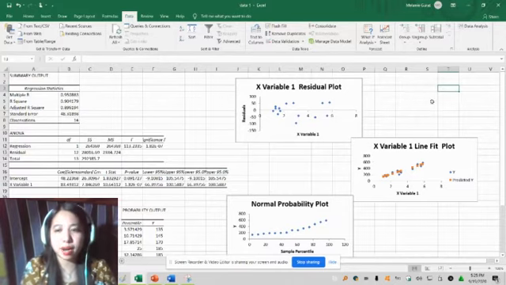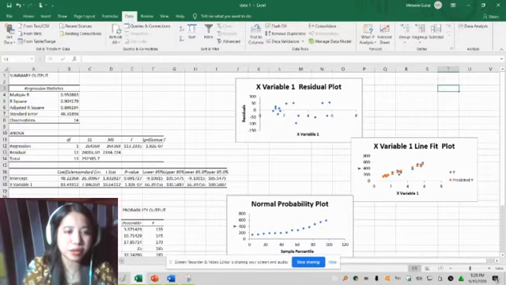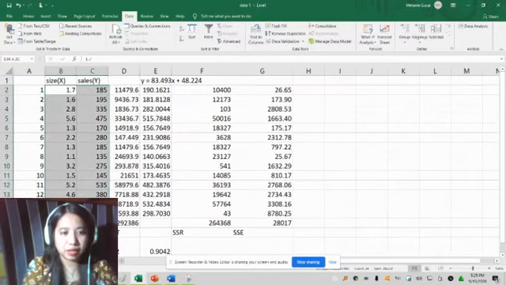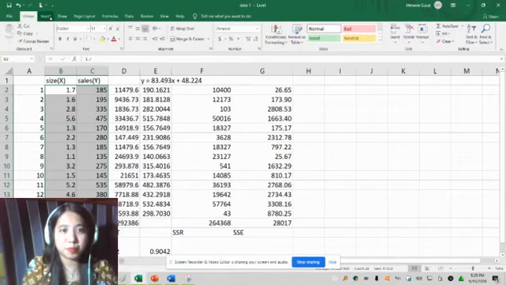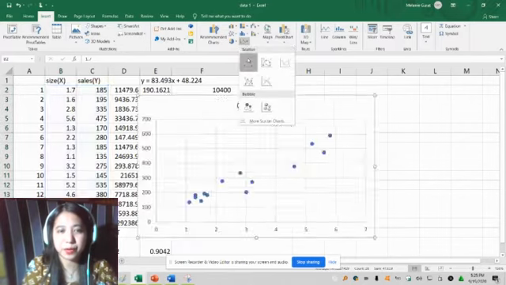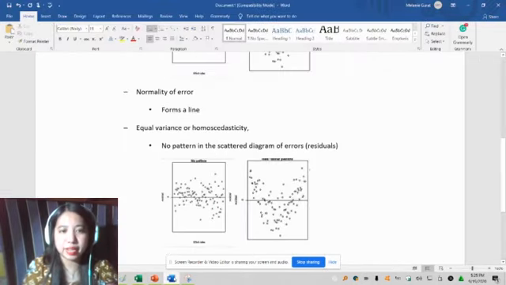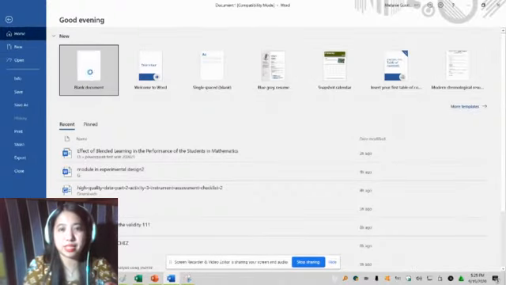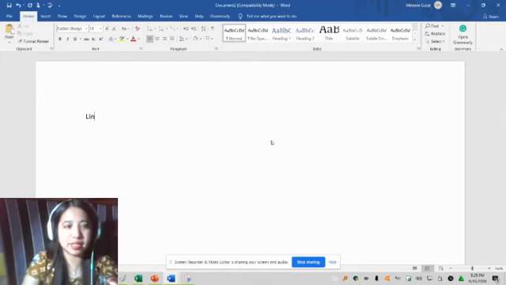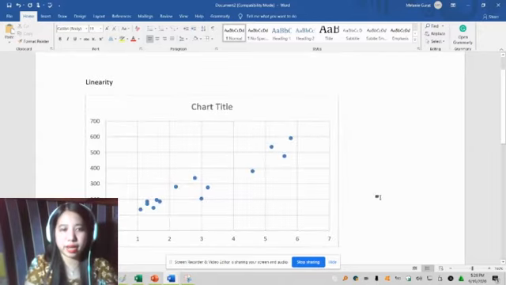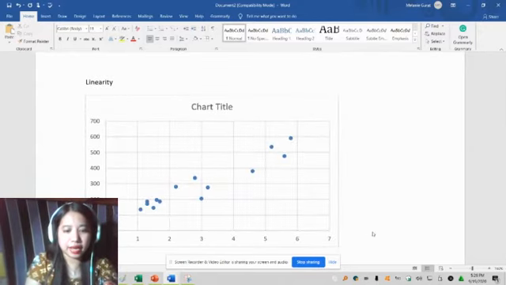If we come up with a scatter diagram using our data, we actually generated this before. So this is our scatter plot for linearity. And it seems that there is a relationship, particularly a positive relation. So let us place here, linearity: check. Next, I is independence of errors.